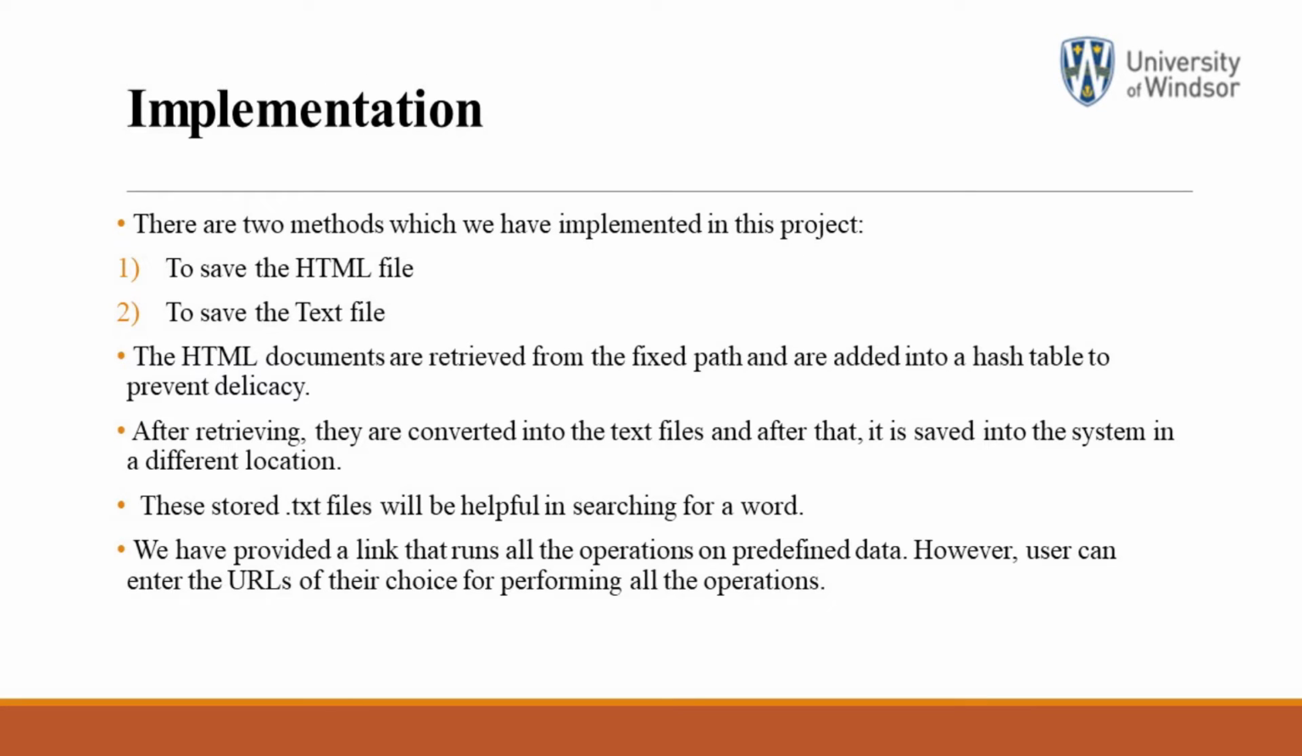Now we have implemented two methods in this project. One is for saving the HTML file and the other one is for saving the text file. We have given one specific path for saving the HTML files, and we have added those files into a hash table. After that, we converted these HTML files into text files for storing, and we have given one specific path. After that, this text file will be helpful in searching for a word. We have provided a link that runs all the operations on predefined data, but users can add their own URLs of their choice for performing all the operations.